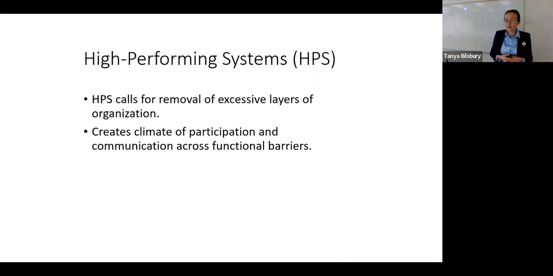On to high-performing systems. Here again, we see those OD field values of the flat hierarchy and the boundaryless climate of participation.